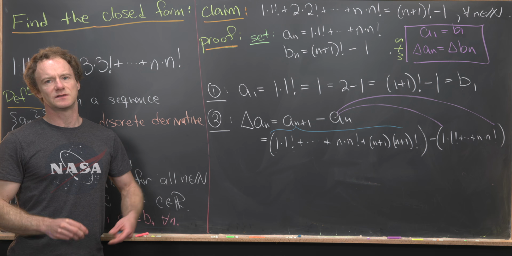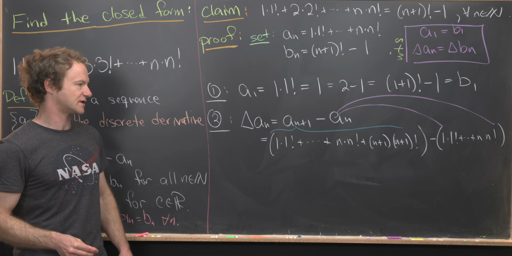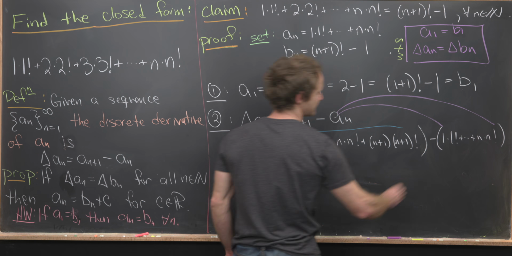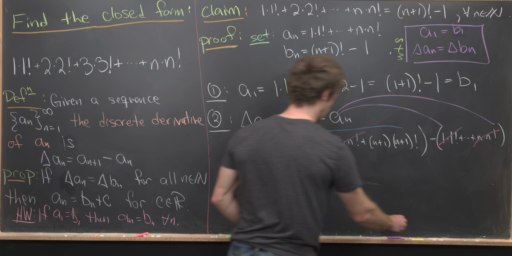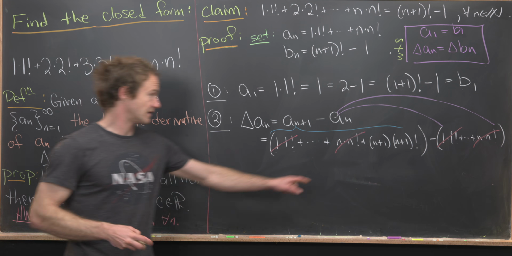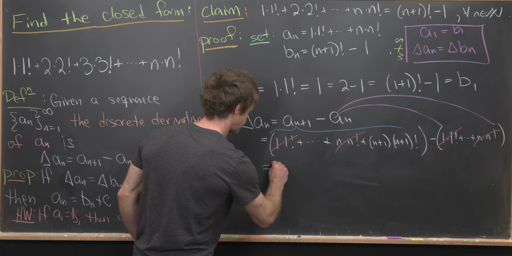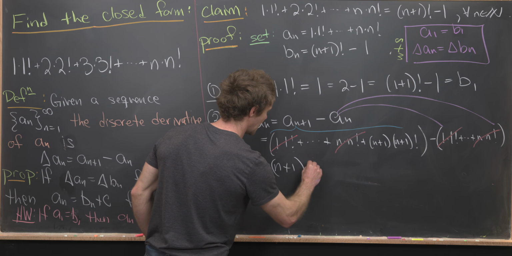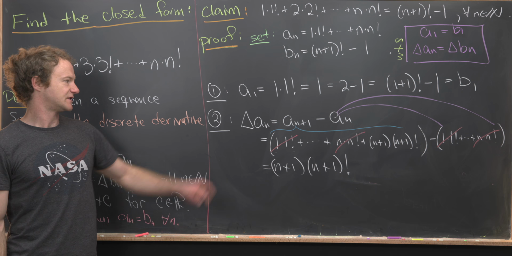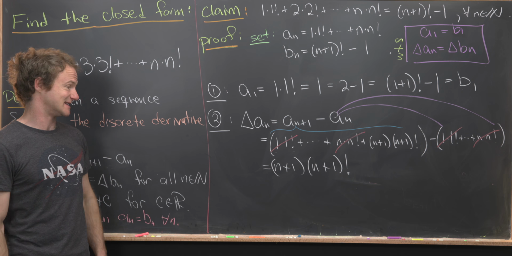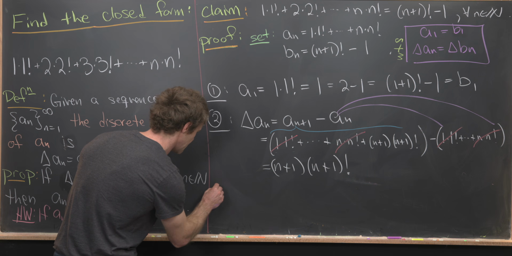But notice the vast majority of those two terms are the same. This 1 times 1 factorial will cancel with this, all the way up to this n times n factorial, which will cancel with that. And we'll be left with this guy right here, which is (n plus 1) times (n plus 1) factorial. Now we just have to check that delta b sub n is the same thing. So let's go ahead and do that now.